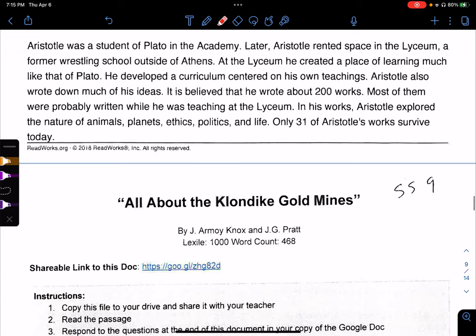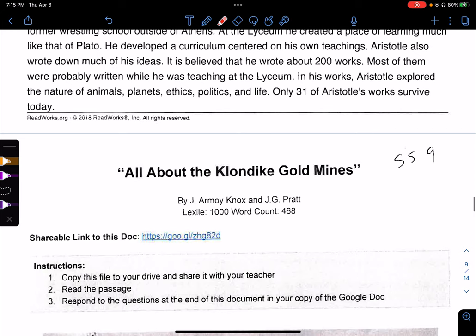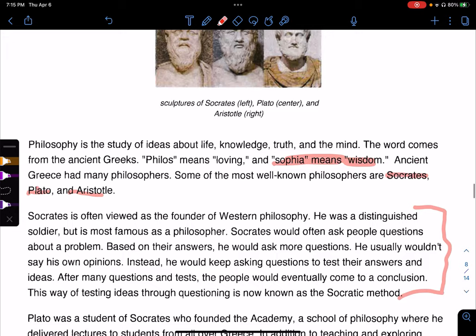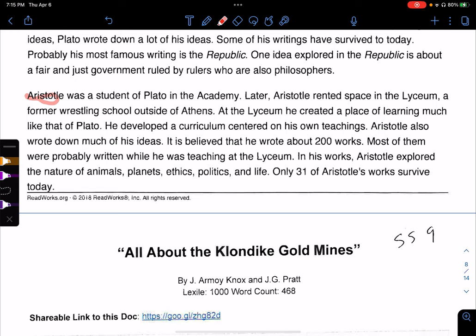In his works, Aristotle explored the nature of animals, planets, ethics, politics, and life. Only 31 of his works survive. So this guy is more of a scientist. Aristotle is more of a scientist.